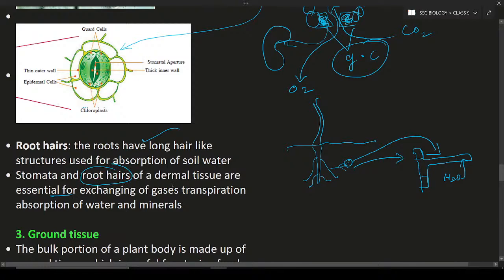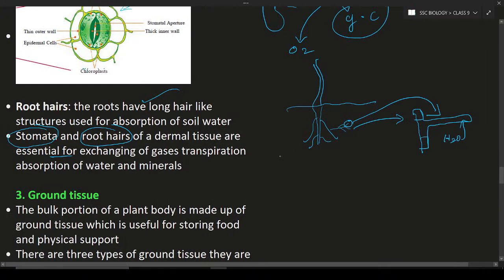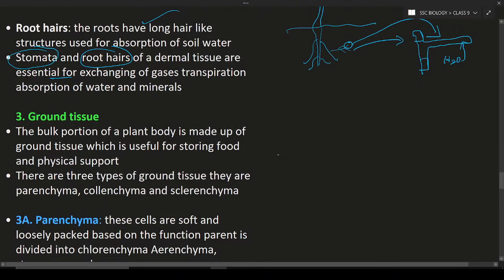We will discuss how the root hairs are involved in the exchanging of the gases in your next academic year, that is in the 10th class. In the 10th class, we will clearly discuss how the roots are involved in the exchanging of gases. But remember now, stomata and root hairs are involved in the exchanging of gases. They are made up of dermal tissue. So this is about it.